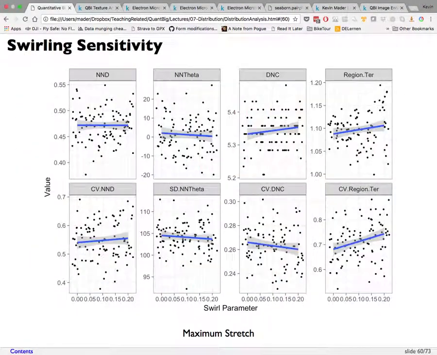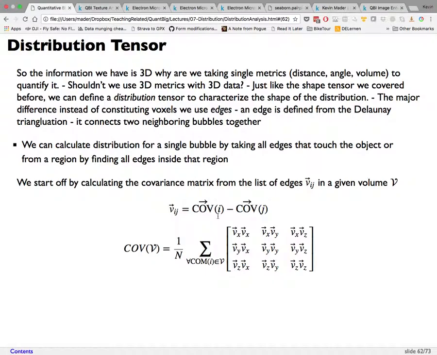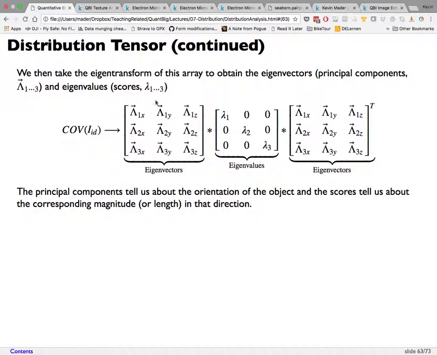And so what we have with this distribution tensor is that we do that, but instead of looking at all the pixels that are inside, we look at all the connections between the neighbors of the objects. We take all of these Delaunay neighbor edges, and we calculate the covariance of that matrix. Then we can do the same eigenvalue transform that we did before, which tells us about the orientation of the distribution, and the scores tell us about the corresponding magnitudes or lengths in that direction.